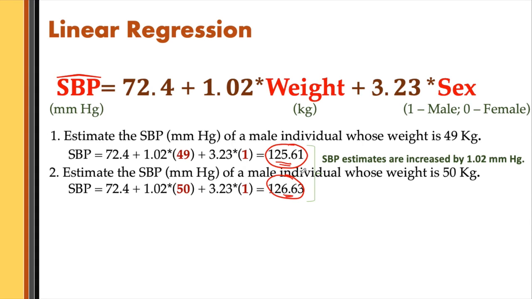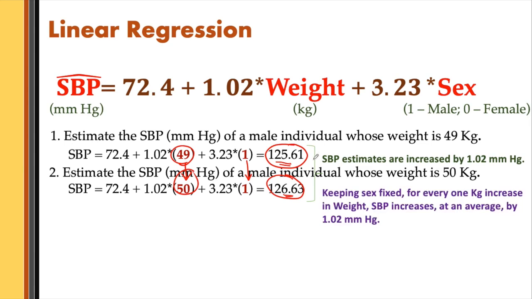Thus, we can say that when weight is increased by 1 kilo, keeping the sex fixed, the systolic blood pressure will increase by 1.02. So keeping the sex fixed, for every 1 kilogram increase in weight, systolic blood pressure increases on average by 1.02 millimeters of mercury.